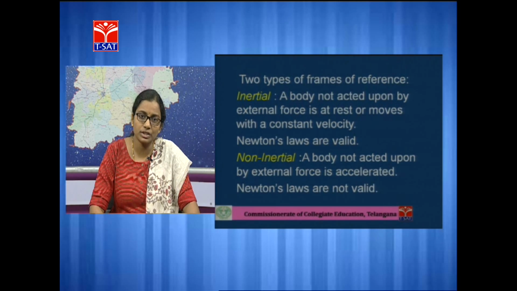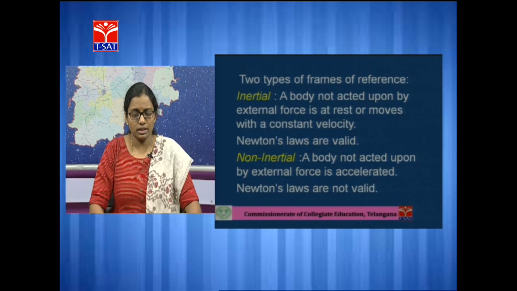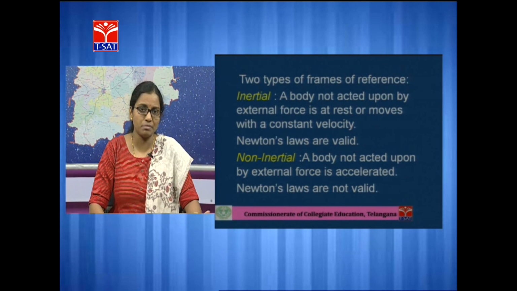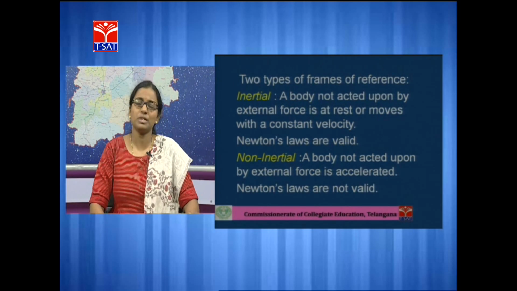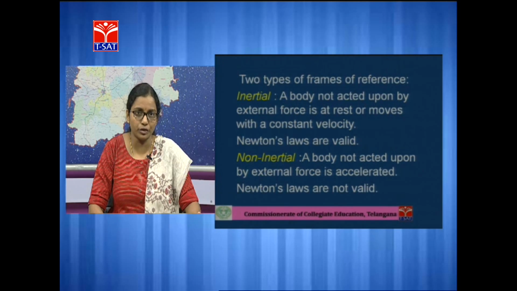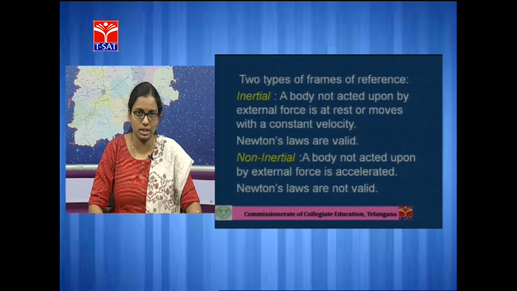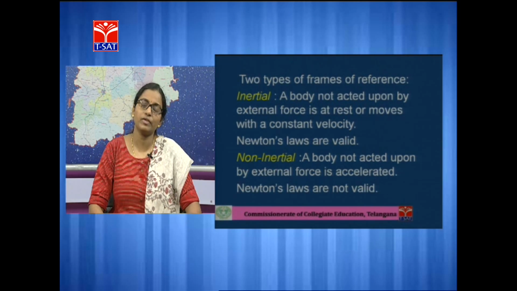A body which is not acted upon by an external force, if it is at rest or moves with a constant velocity, then such a frame of reference is named an inertial frame of reference. That means here all Newton's laws are valid. That is, the law of inertia, proposed as the first law of Newton, in which every body continues to be at rest or moves with a constant velocity until and unless an external force is applied on it. So when all of Newton's laws are valid in a frame of reference, the frame of reference is said to be an inertial frame of reference.